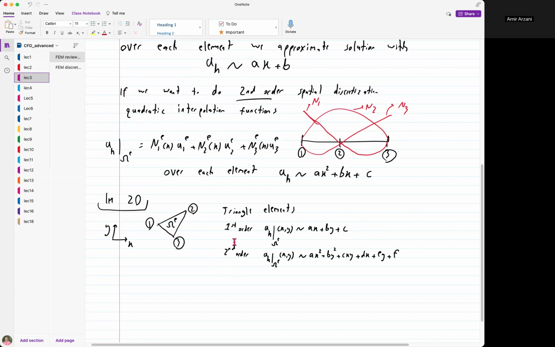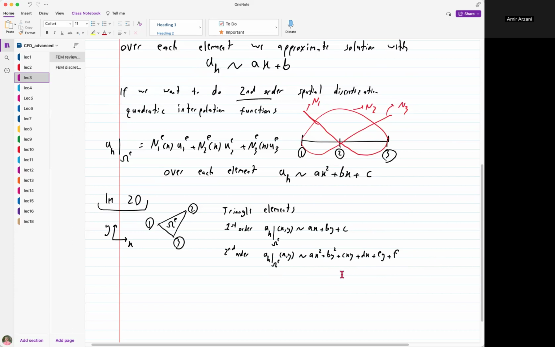And then if you're doing quadratic shape functions, you're looking at the most complete quadratic form in this 2D space. That's given by this function. This is the most general quadratic polynomial you can assume over a 2D space. And if you look at the coefficients a, b, c, d, e, f, you have 6 unknowns now.